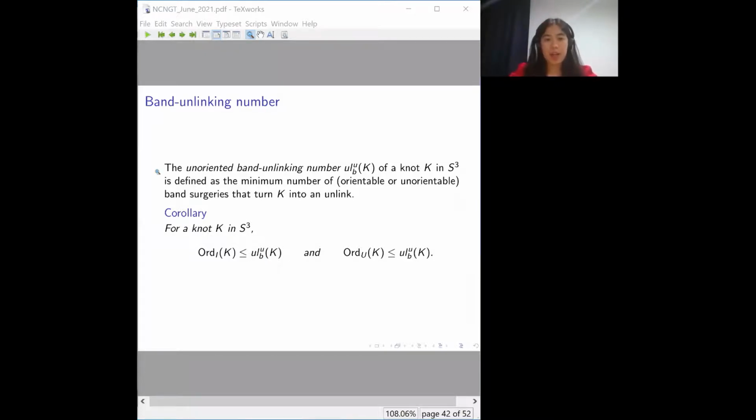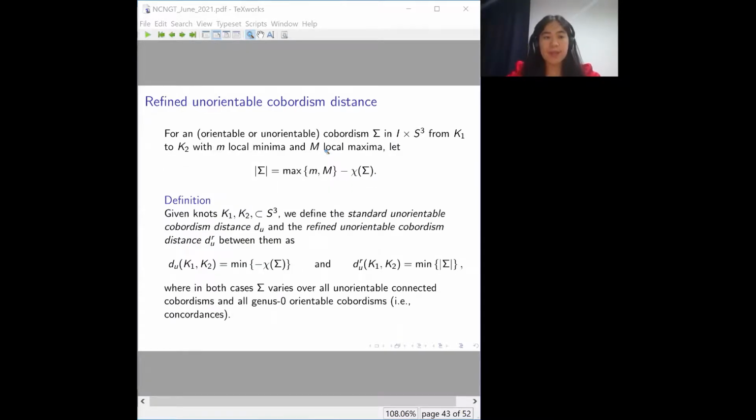The other consequences I want to talk about are about the refined unorientable cobordism distance. The standard cobordism distance between two knots is defined by twice the standard slice genus of the connected sum of K1 with the mirror of K2. This is not a distance on the set of knots because concordant knots have distance 0, but it descends to a well-defined distance on the concordance group.